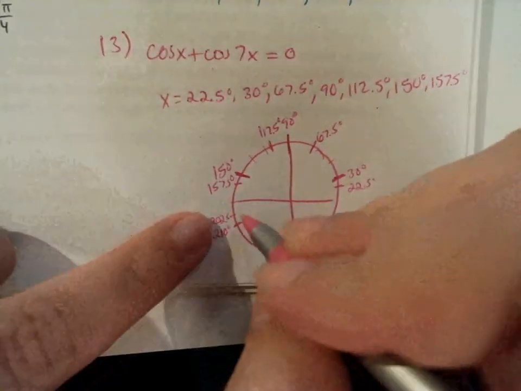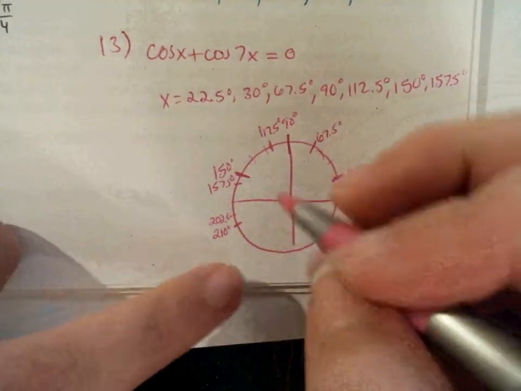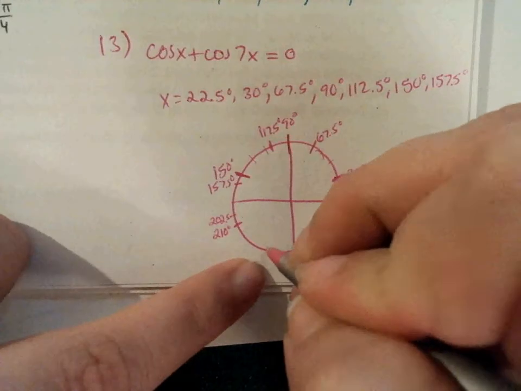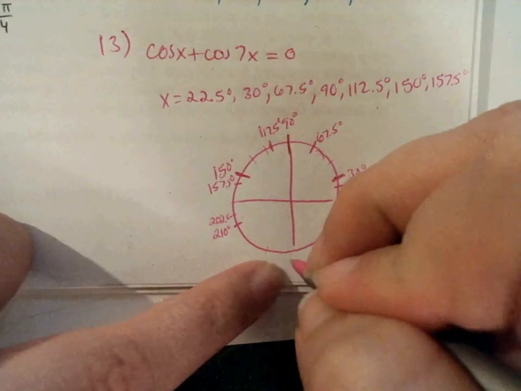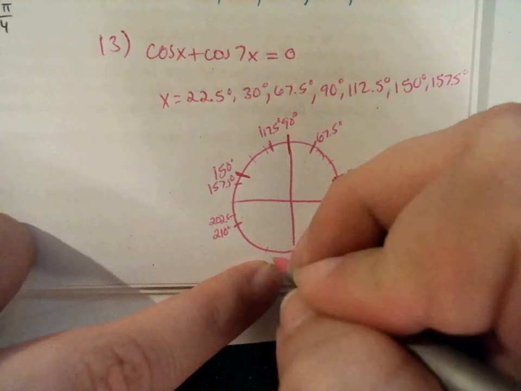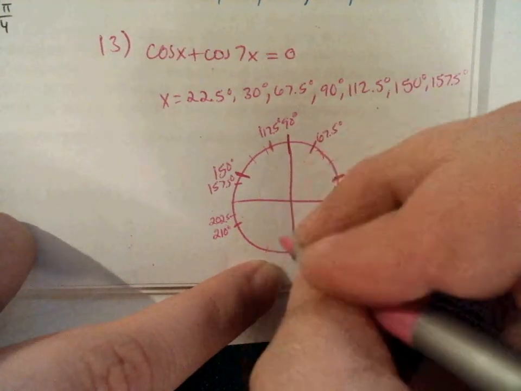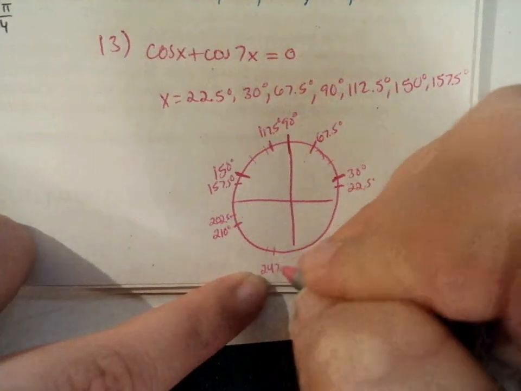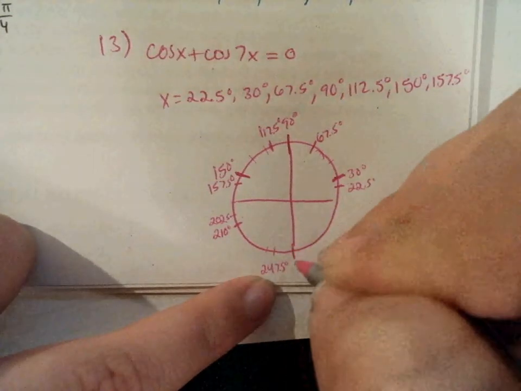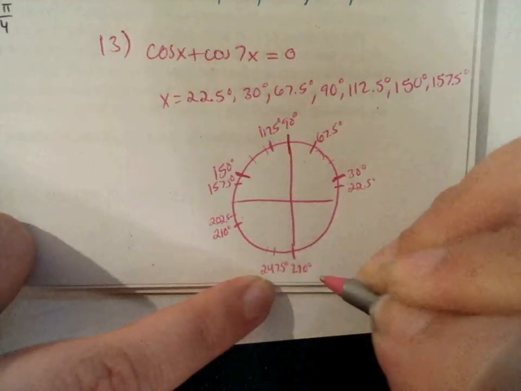Yep, 202.5 for that first one right there. So 202.5, and then I think the pattern is going to hold. So if this is 240 right here, it's going to be 7.5 away from that after it. So 247.5.